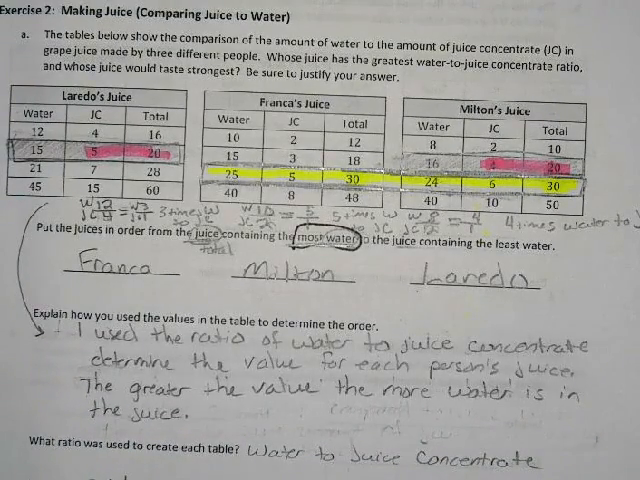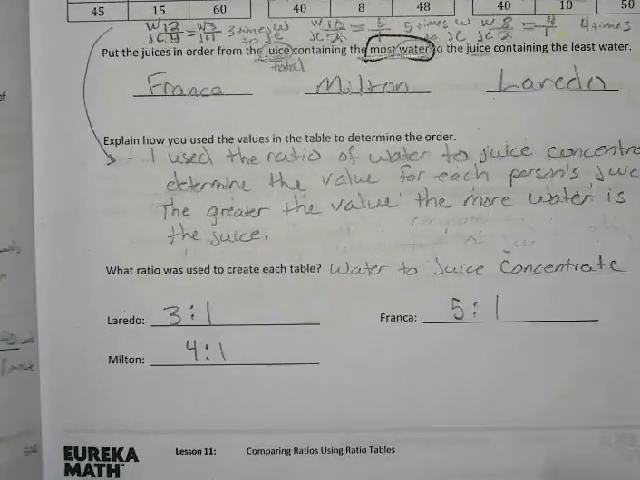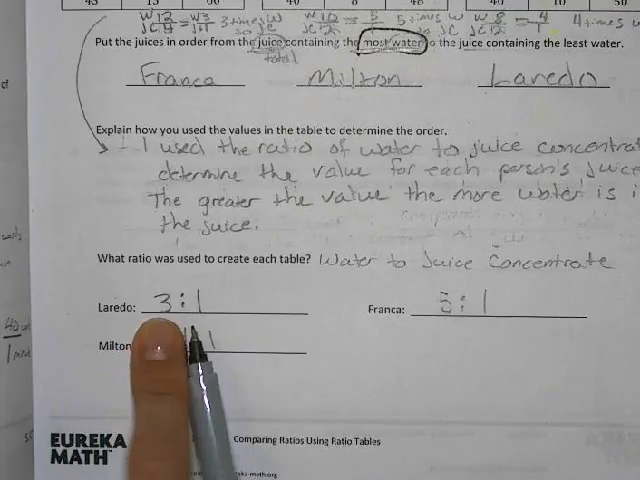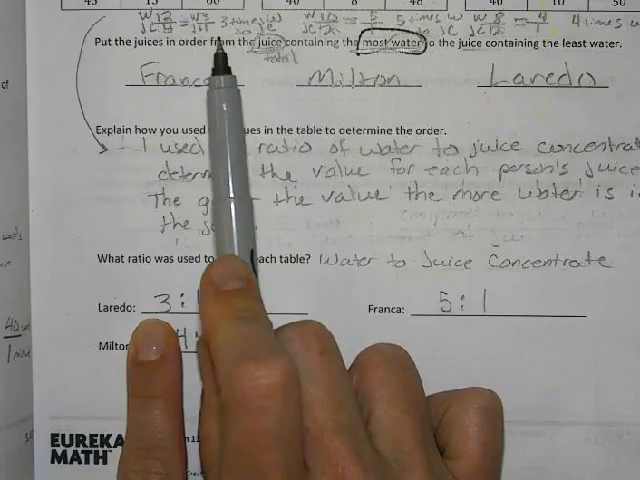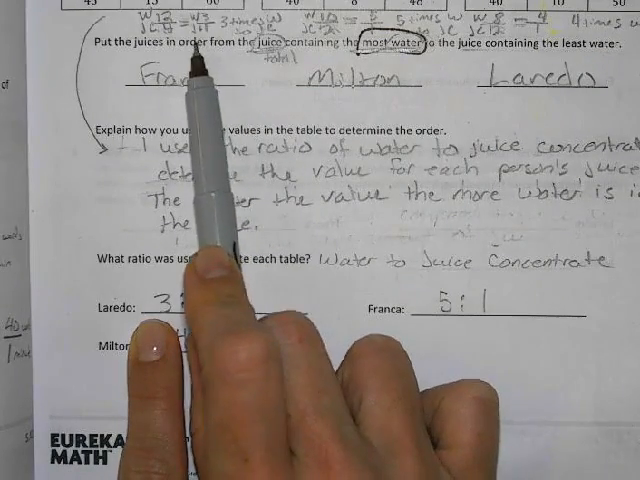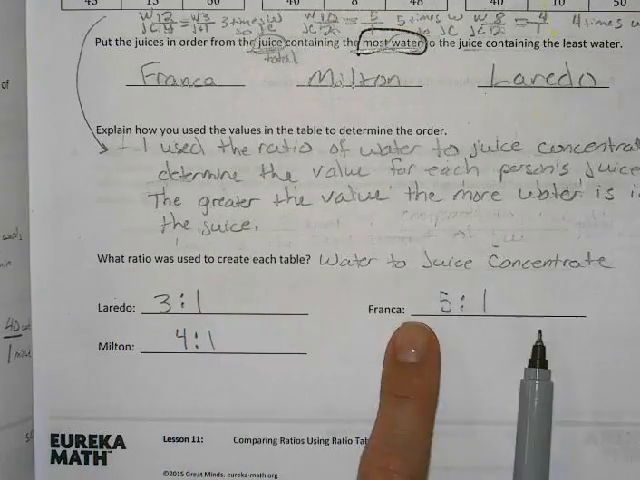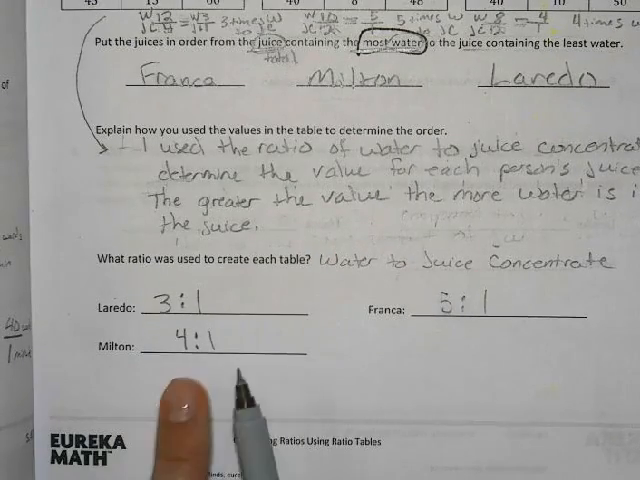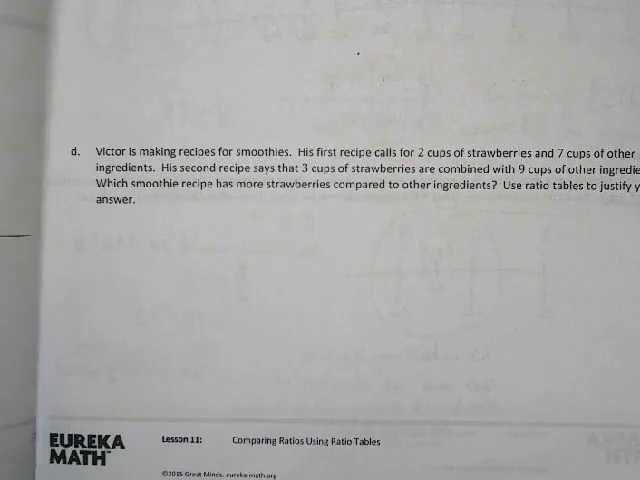Lastly, what is the ratio used to create each table? And the ratio is the water to juice. And then our water to juice ratios would be Laredo was 3:1, which again was our value simplified down. So you have to simplify all the way down as far as you can to get what your original ratio would be. Franca was 5:1, and the value was 5/1. And then for Milton, we found the value was 4/1, which would give you a 4:1 ratio.